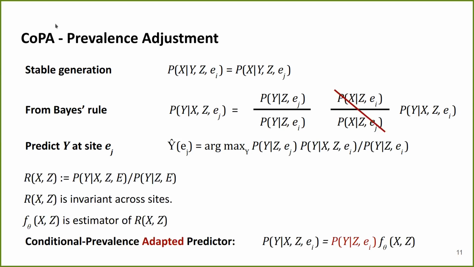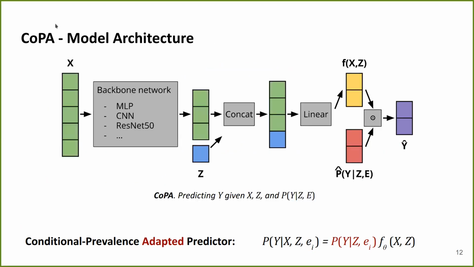And then by observing that the ratio Rxz is invariant across sites, we can learn this ratio using a neural model f theta with parameters theta, using data coming from multiple sites. The conditional prevalence adapted predictor uses the same f theta but different conditional prevalence. This outlines the architecture of CoPA. One attractive point of CoPA is that it can exploit pre-trained models as the backbone.